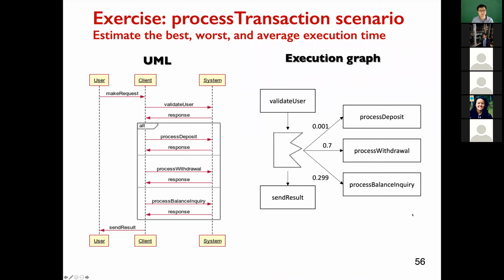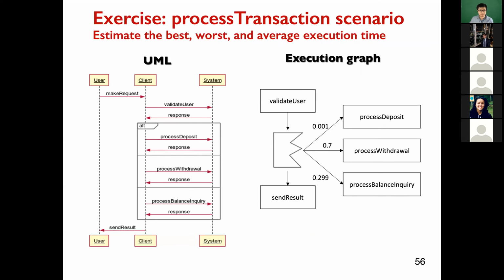This exercise is similar to what we have done in the example. I want you to estimate the best, worst, and average executing time of the process transaction scenario. Here we show the execution graph of the process transaction scenario. You don't need to look at the UML. The UML is just for you to better understand the execution graph. The UML is a sequence diagram, which you have probably learned in your software design course.